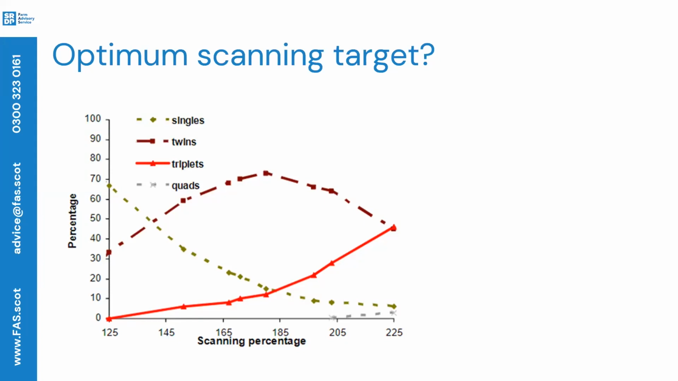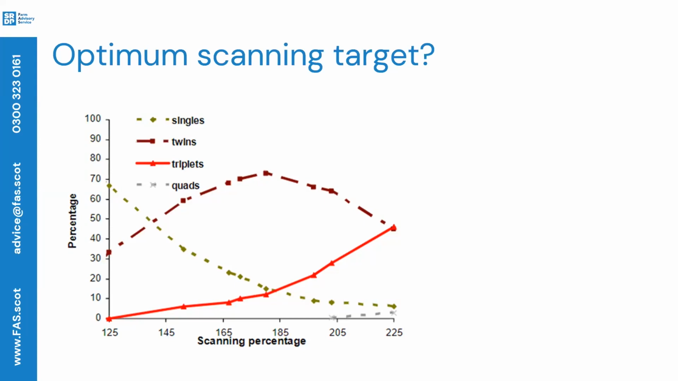What we can see here, I think it's quite a good graph, is scanning percentage on the bottom and the percentage of singles, twins or triplets within the total scan. Essentially what we can see is that up to about 185%, we get a continuous increase in twins. Thereafter, the more we push for an increased scan, yes, singles continue to drop a little bit, but actually we see more replacement of twins with triplets. And it's after that sort of 180% that we see a massive rise in triplets.